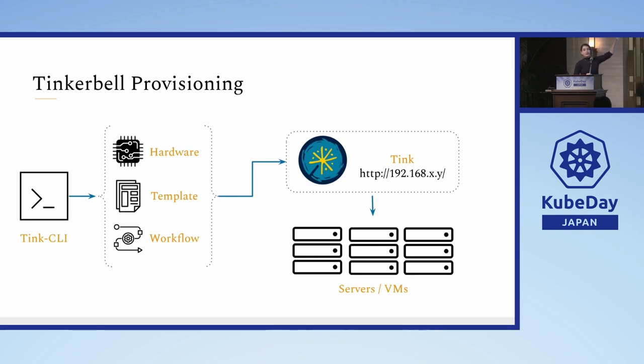Now, once we have all of this configuration available, we can use the Tink CLI and send all of this configuration to the Tink server. The Tink server pretty much can be running anywhere within your environment or local machine if you're doing a demo. And what is it actually going to do? If you have a hardware and a template, it's going to take a machine, run all the actions in the template, so by the end, you should have a server in the desired state that you wanted.